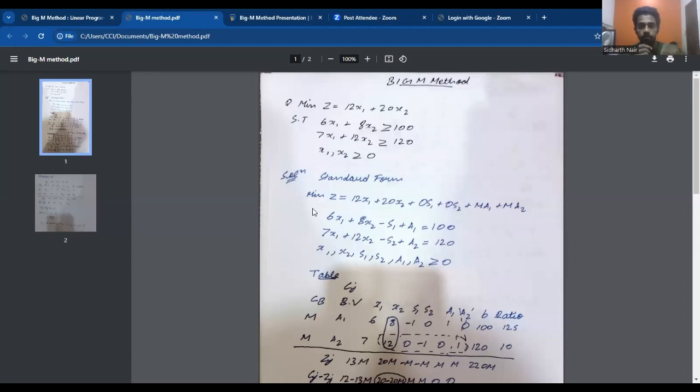The question says that we have to minimize the objective function 12x1 plus 20x2 subject to the constraints 6x1 plus 8x2 greater than or equal to 100, and 7x1 plus 12x2 greater than or equal to 120, where x1 and x2 are greater than or equal to 0. So the first task which we have to do is converting this to standard form. Before writing the objective function, let's convert the constraints into equalities.